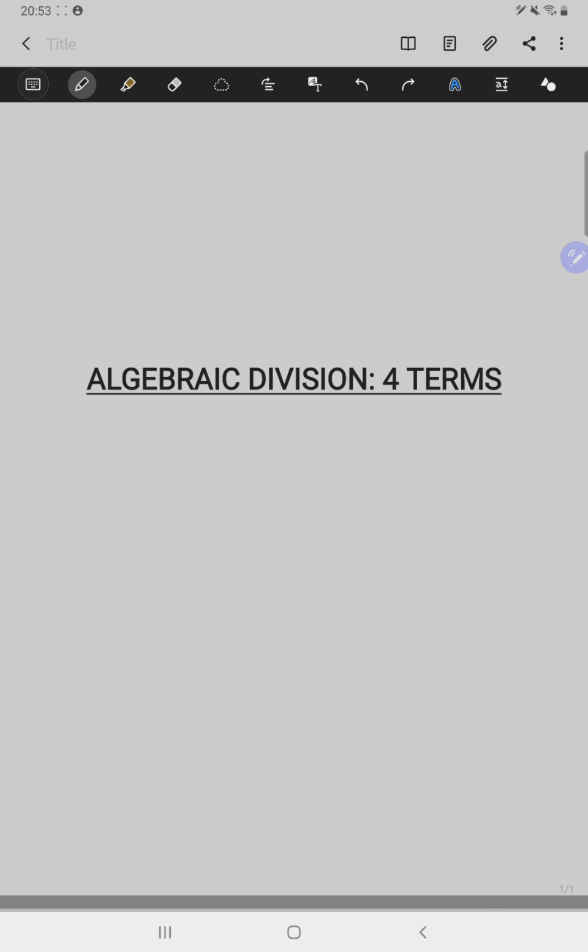Everyone. So just going to go through an example for how we do algebraic division when there are 4 terms in the equation that we're trying to divide. So for example, let's have a look here. If we're trying to divide 2x cubed plus x squared minus 13x plus 6, and we're trying to divide this by x plus 3.